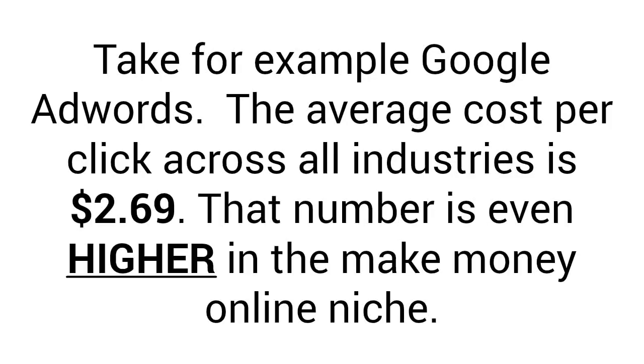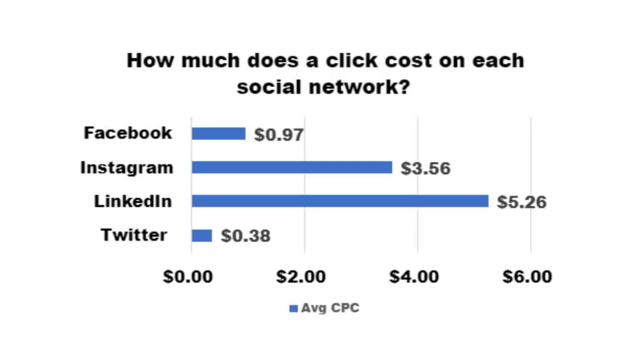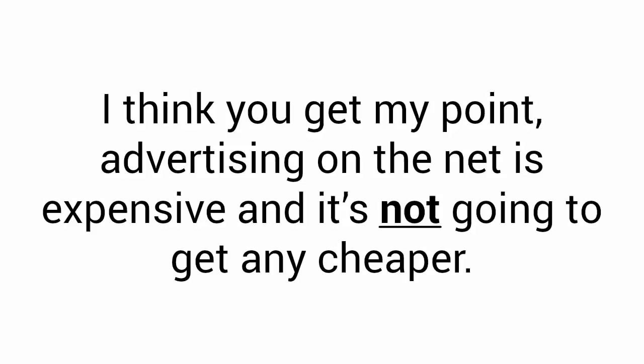Take, for example, Google AdWords. The average cost per click across all industries is $2.69. That number is even higher in the make money online niche. Let's take a look at these other social media networks. Facebook is 97 cents per click. You can go ahead and double that for the make money online niche. Instagram, $3.56 per click. LinkedIn, $5.26. That's crazy. I think you get my point. Advertising on the net is expensive, and it's not going to get any cheaper.